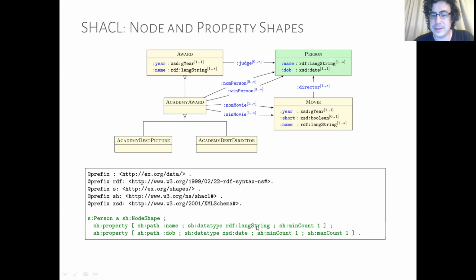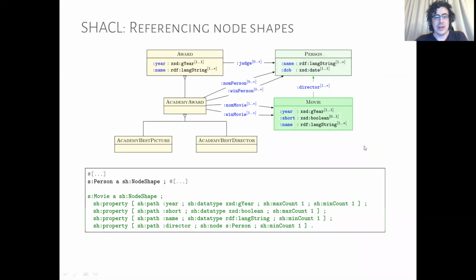We want to take the data type of language string, and we want at least one. So we have at least one name, and all names are of data type language string. Here we say that a person has at least one and at most one date of birth, and the data type is date. Okay, so we've pretty much covered this shape here. So what about movie? Movie, we have the same thing. We define in a very similar way all of the sort of internal constraints here.